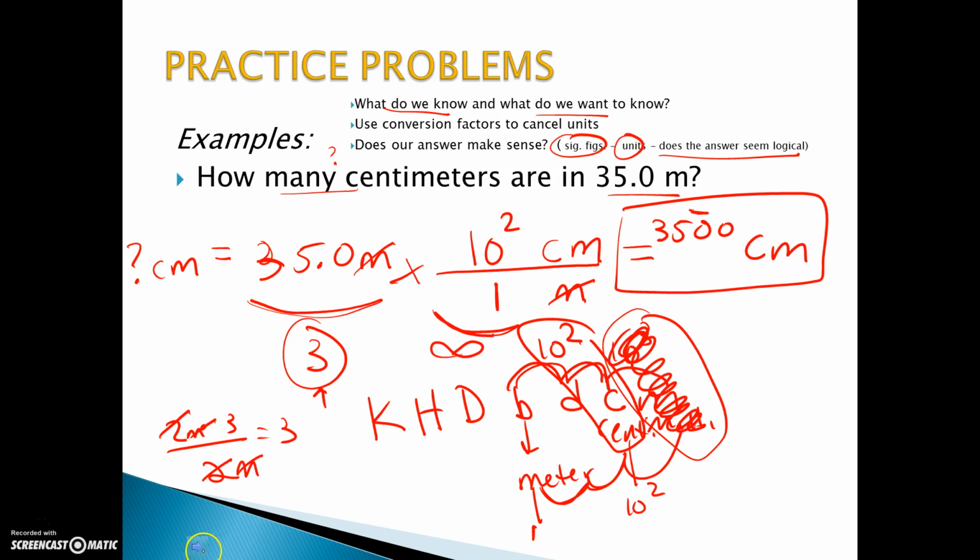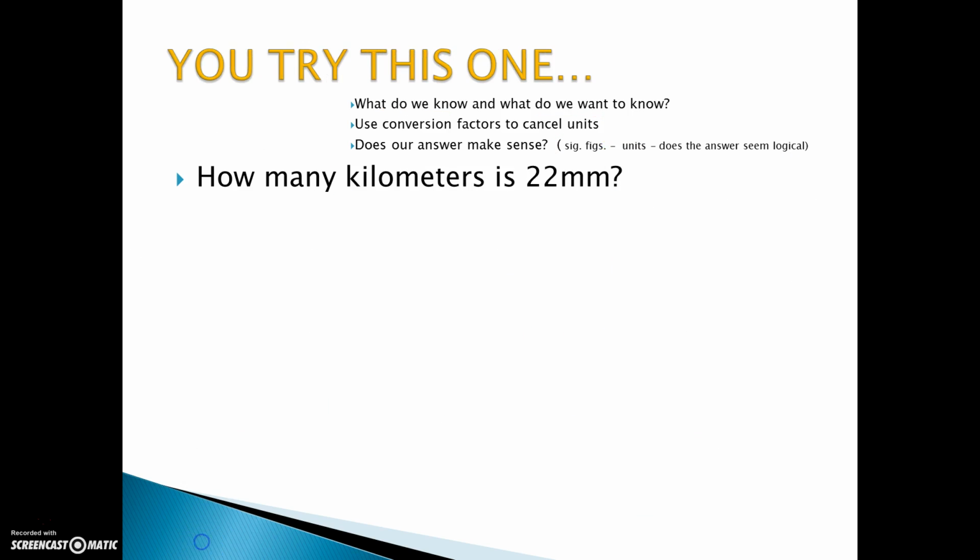Okay, let's try another one here. How many kilometers in 22 millimeters? Question mark kilometers equals 22 millimeters. Alright, I'm going to times it by a fraction. I'm going to put millimeters on the bottom, that way the millimeters will cancel, and I'm going to put kilometers on top.